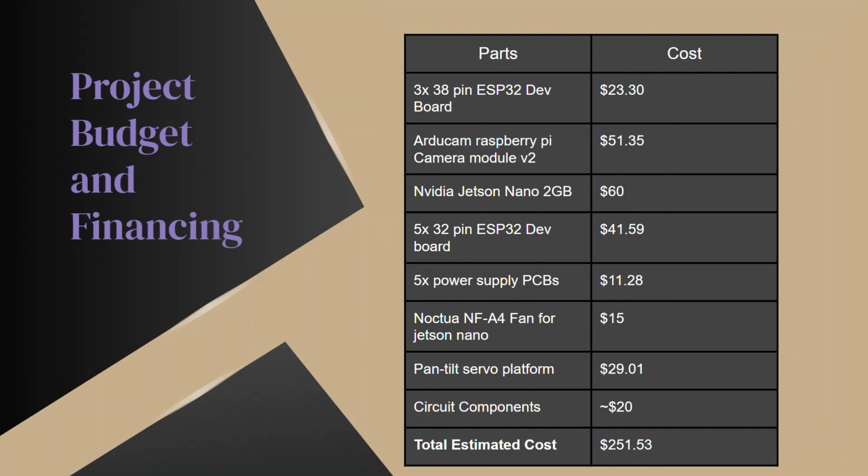Here you can see our project budget and financing. We made it our goal to not exceed $400. As of now, we are slightly over $250, and the only thing we have left to really buy is our housing for our chassis, which we do not think will exceed $400, so we are well within our range.